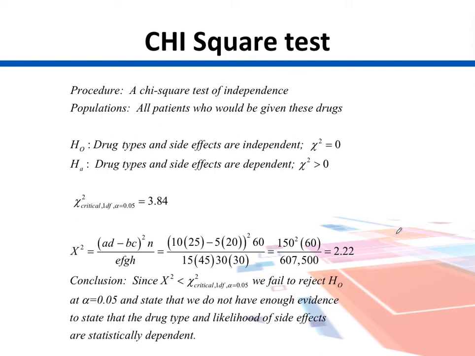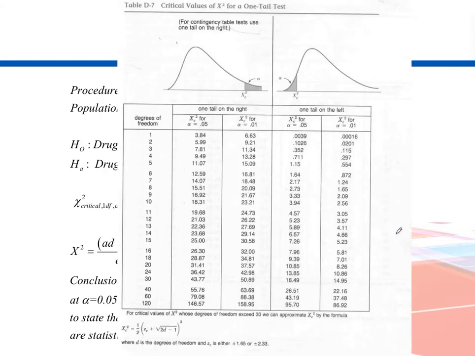So we can go to the table and find the chi-square critical. This data has two rows and two columns, so again the degrees of freedom are columns minus 1 into rows minus 1, that is 2 minus 1 into 2 minus 1. So the degrees of freedom here is 1. For 1 degree of freedom and 1 tail to the right, with alpha 0.05, our chi-square critical is 3.84.